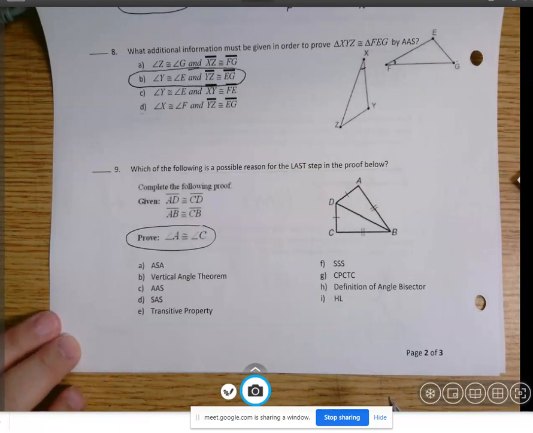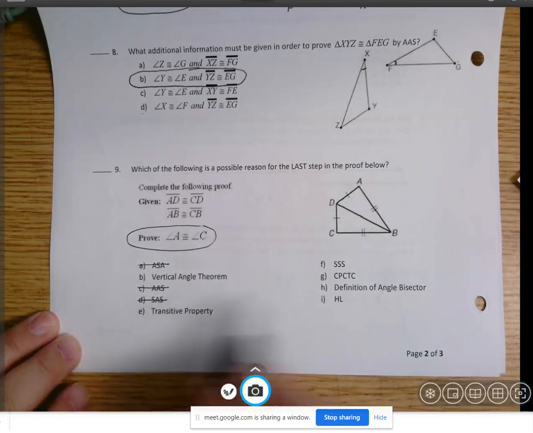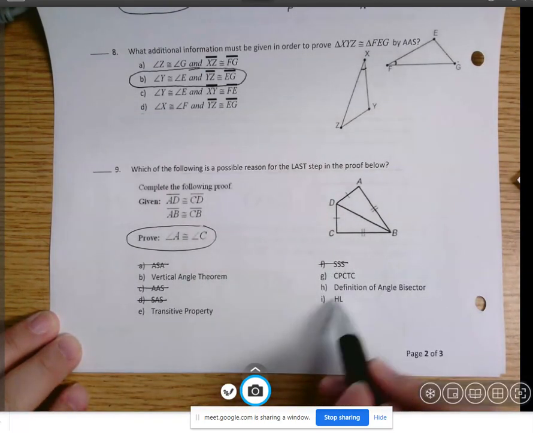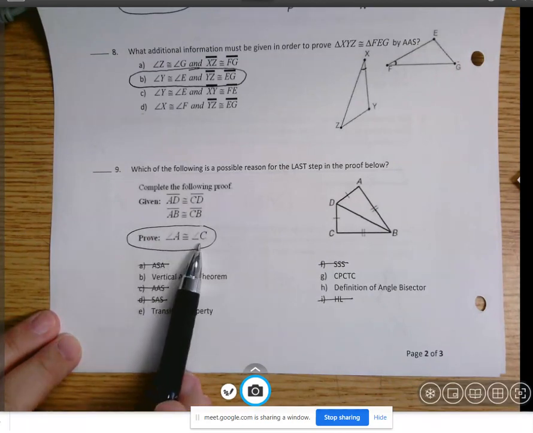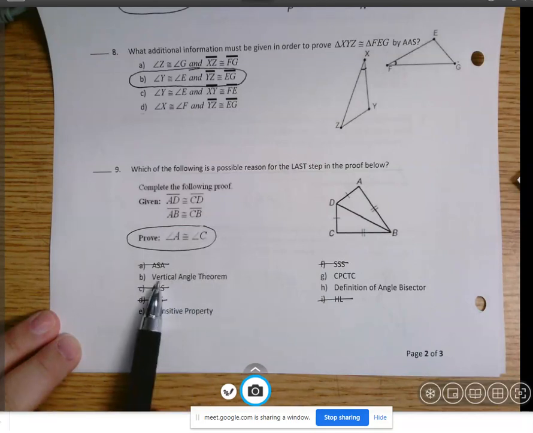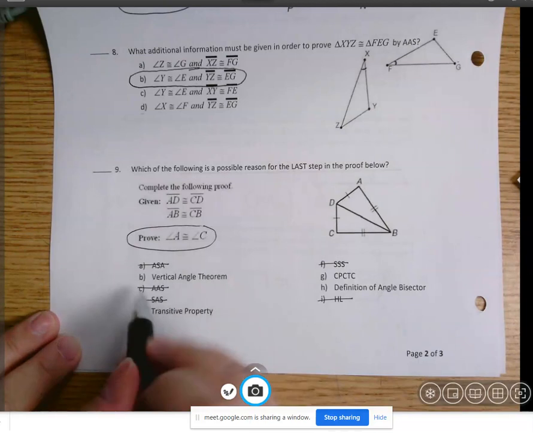So if I'm not trying to prove triangles are congruent, then I'm not going to use ASA, AAS, any of those. Those are my triangle congruence proof reasons. So all of those would be if the last thing I needed to say was that two triangles were congruent. That's not what I'm saying. Okay, well, this could possibly work if we had vertical angles, but we don't. Those aren't vertical angles. So that rules out B.